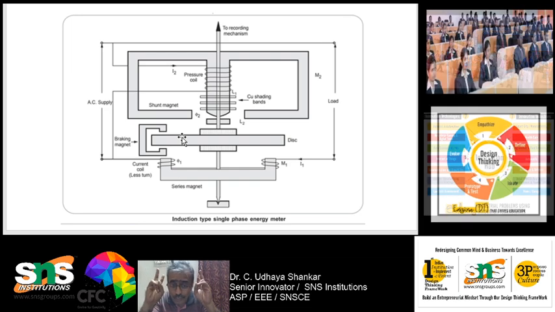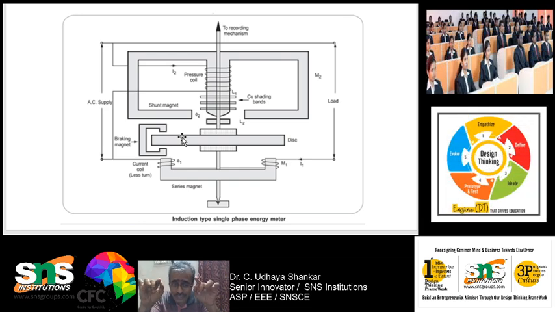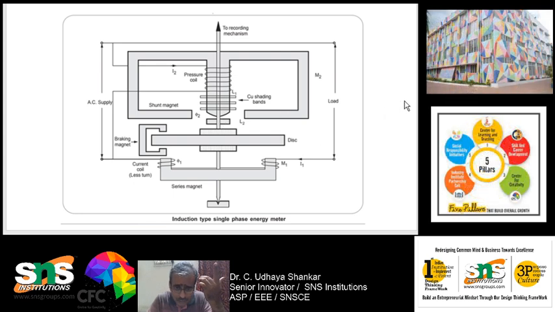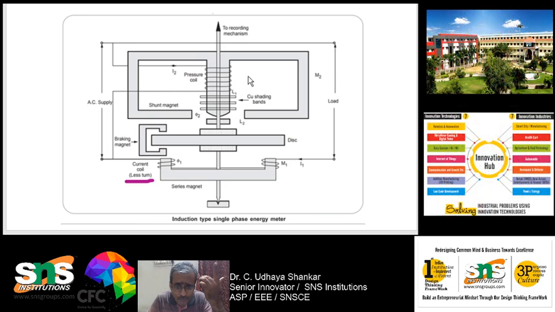So, here you have two different coils, one is the current coil, the other one is the pressure coil. Here you can see, this is the current coil, I will mark it in violet, and this is the pressure coil, this one. So, you have two different coils.